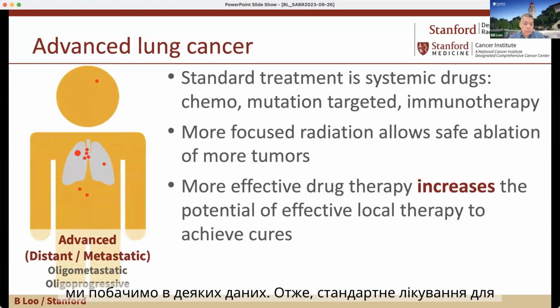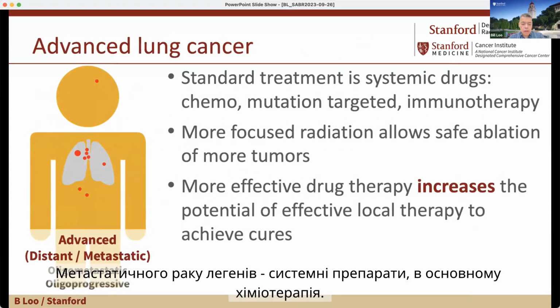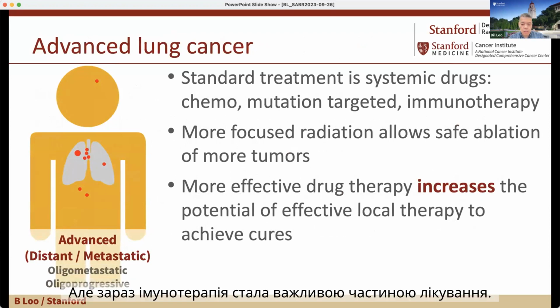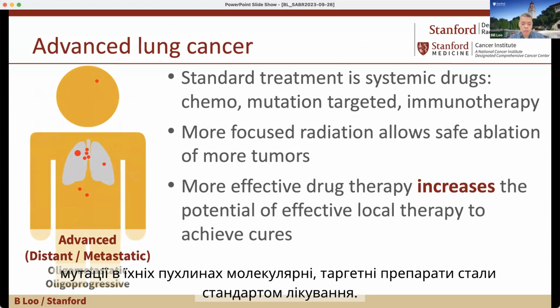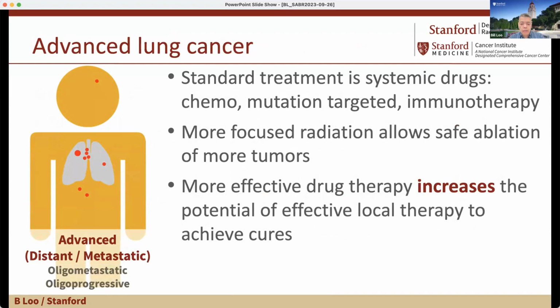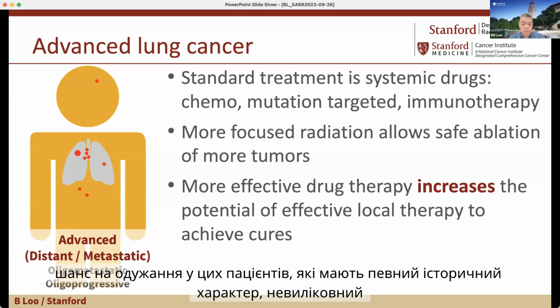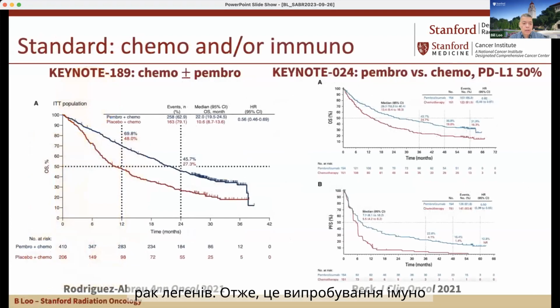So the standard treatment for metastatic lung cancer is systemic drugs, mainly chemo, but now immunotherapy has become an important staple of treatment, sometimes in combination with chemo, sometimes alone. And for patients with specific driver mutations in their tumors, molecular targeted drugs have become the standard of care. So the question is, in combination, can we actually increase the chance of cure in these patients who have historically incurable lung cancer?